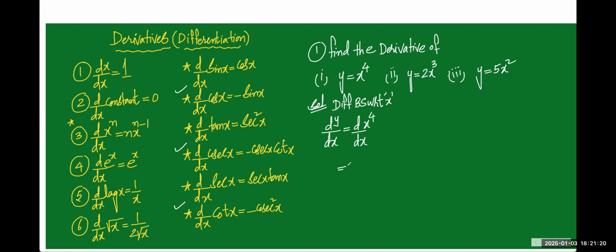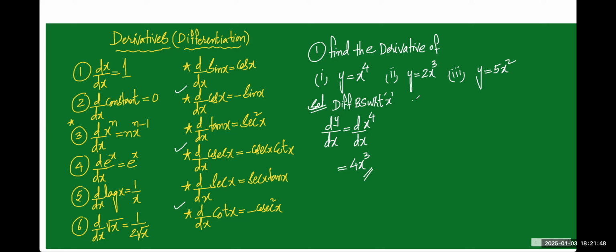This is equal to, which formula can we use? Out of all these six, any one is used. Can you tell me which one is completely related? The third one, the star one. Yeah, the star one. The n value is 4, correct? So what will be the answer? 4x to the power of 3. That's it. That is your answer.